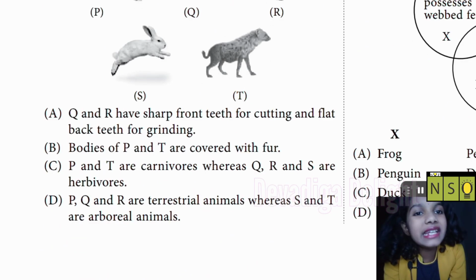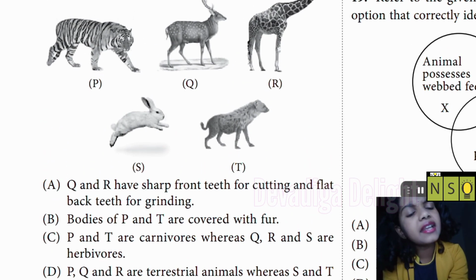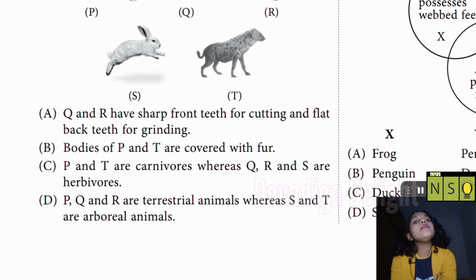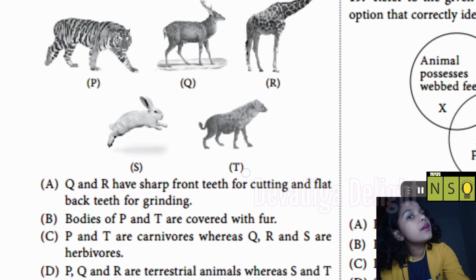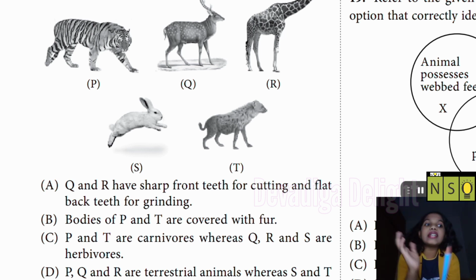So here now B is bodies of P and T are covered with fur. P and T are covered with fur, so this is the right answer. So B, they are asking for incorrect option. P and T are carnivorous, whereas Q and S are herbivorous. P and T are carnivorous. This might be a scavenger, but a scavenger is a type of carnivore which feeds on dead animals. But they do feed on animals, and the definition of carnivore is feeding on animals.